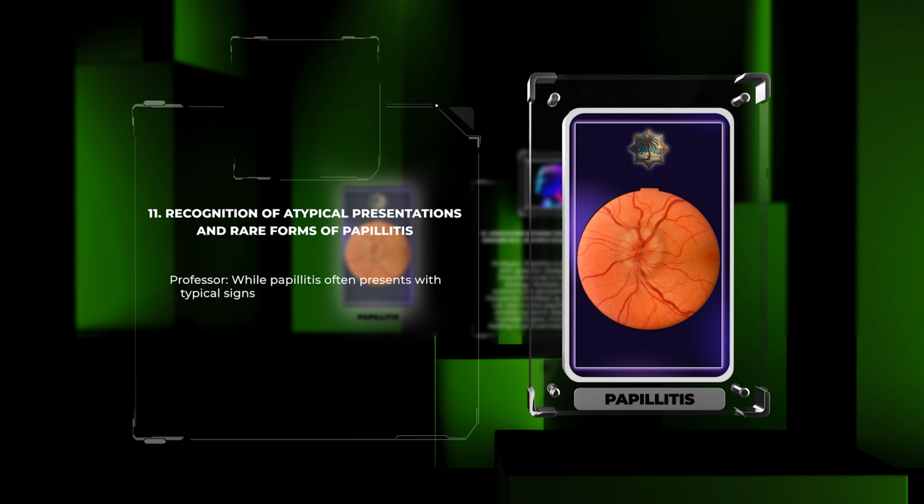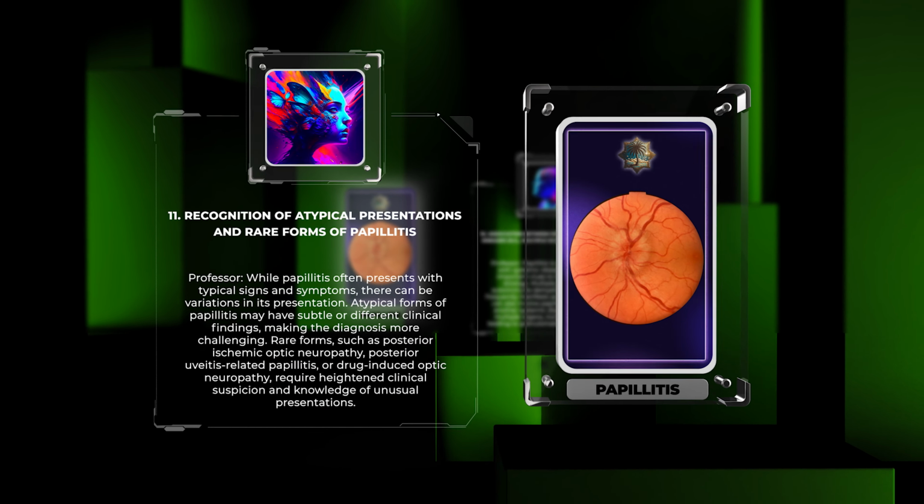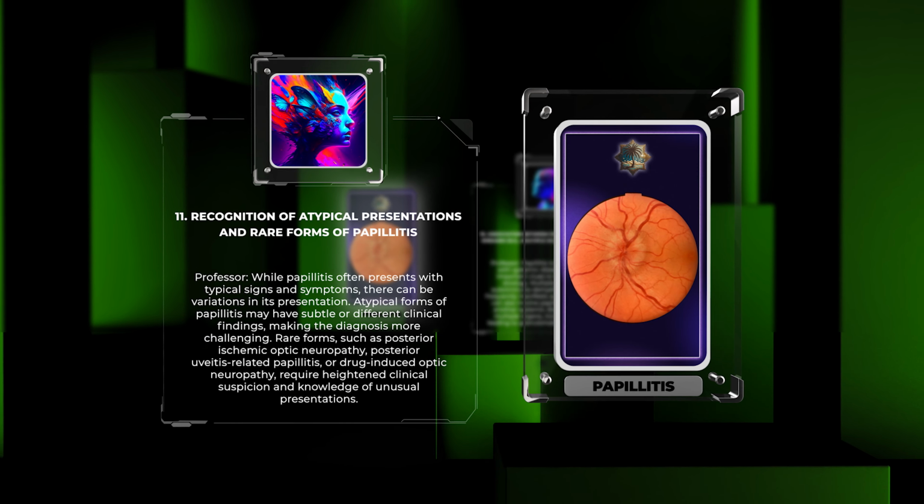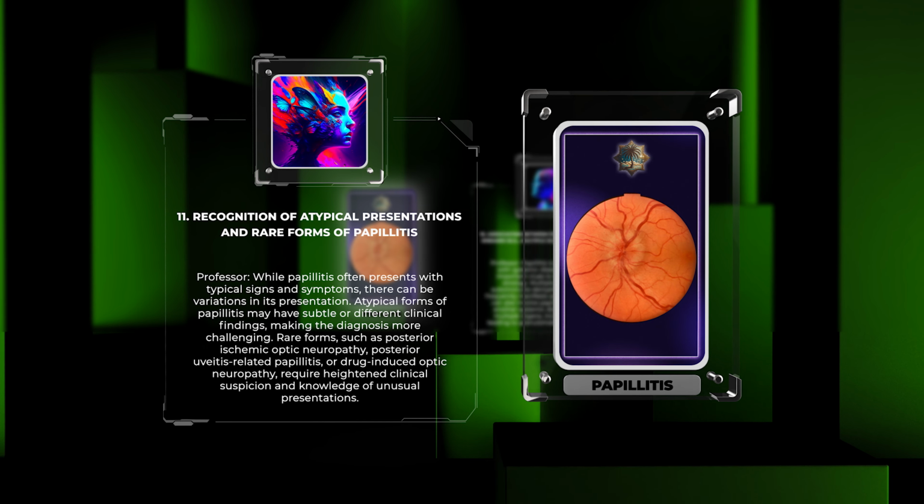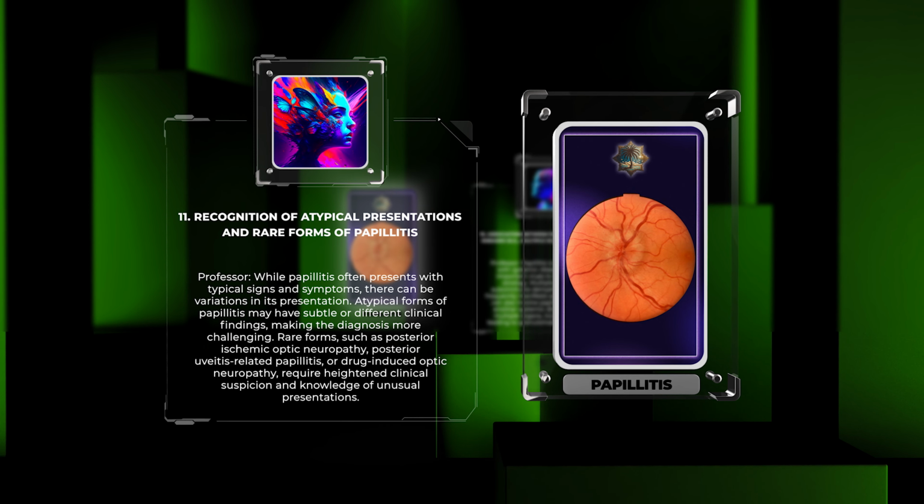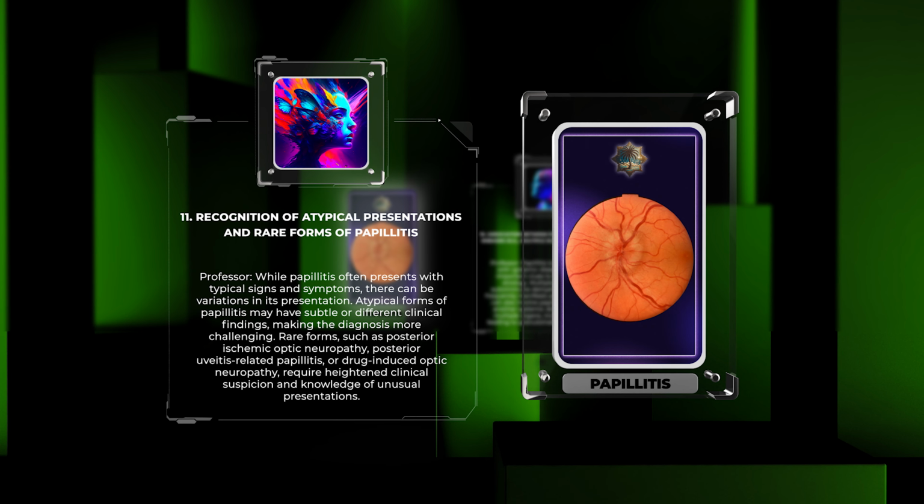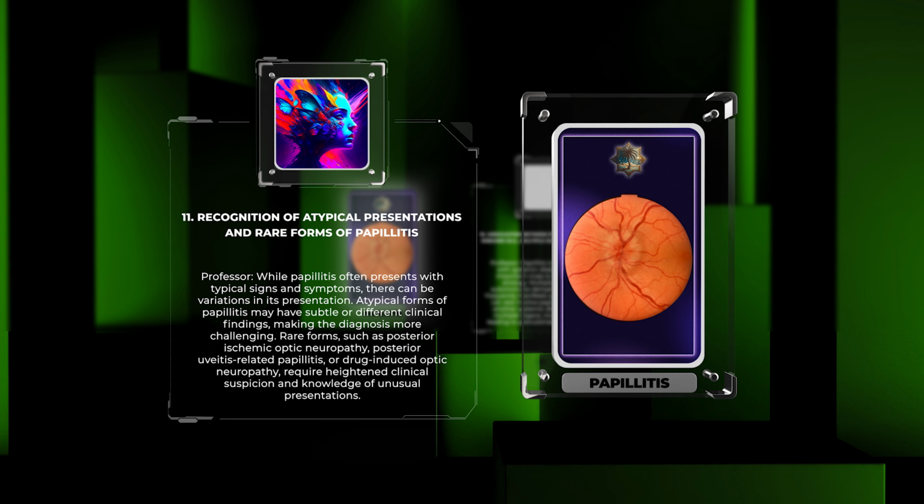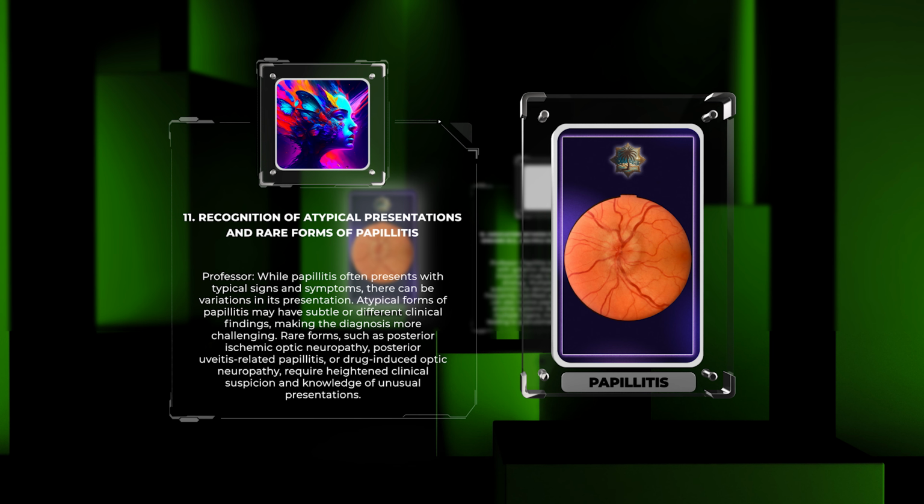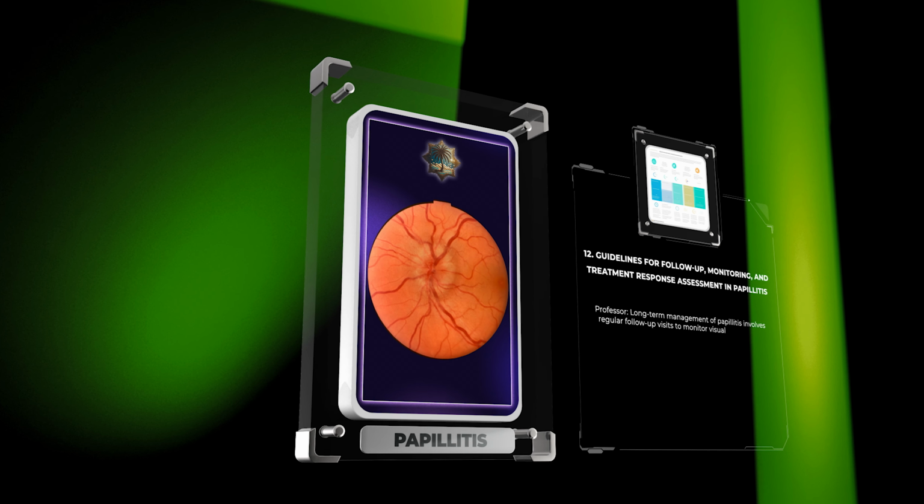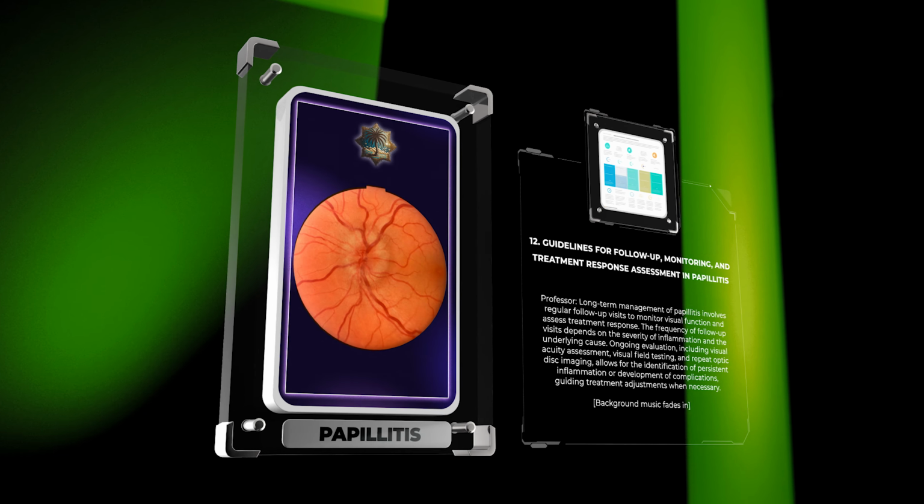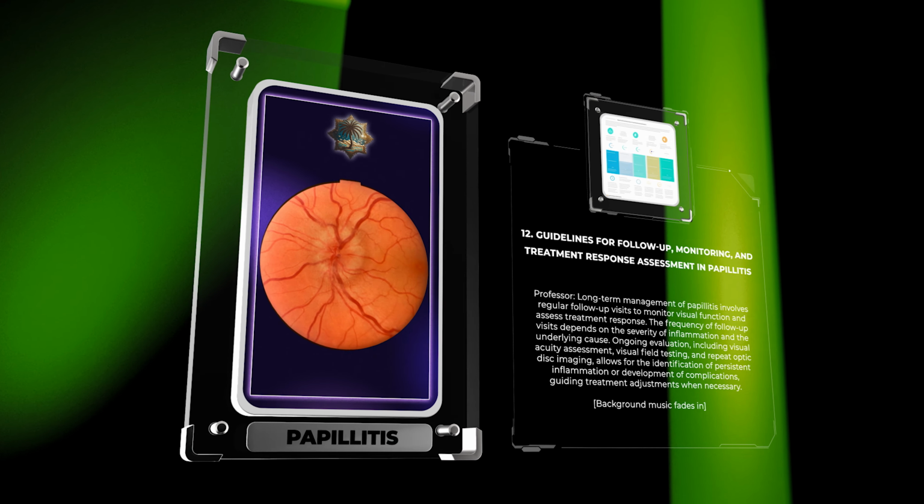Professor, while papillitis often presents with typical signs and symptoms, there can be variations in its presentation. Atypical forms of papillitis may have subtle or different clinical findings, making the diagnosis more challenging. Rare forms, such as posterior ischemic optic neuropathy, posterior uveitis-related papillitis, or drug-induced optic neuropathy, require heightened clinical suspicion and knowledge of unusual presentations.